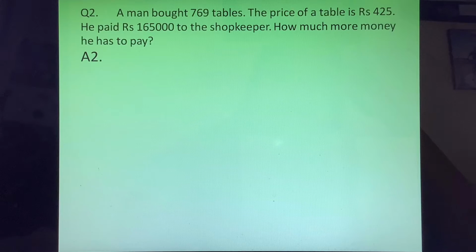Question 2. A man bought 769 tables. The price of a table is rupees 425. He paid rupees 165000 to the shopkeeper. How much more money he has to pay?